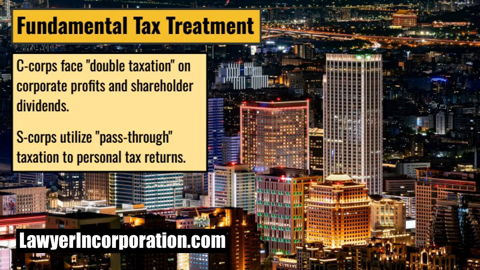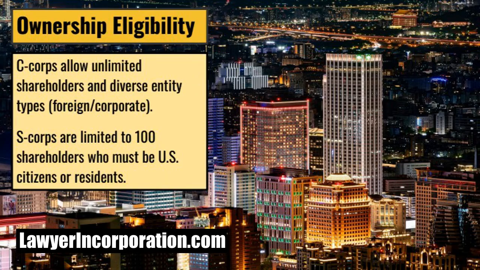In this scenario, the corporation pays taxes on its earnings at the corporate level, and shareholders pay taxes again on dividends received. Conversely, an S-corporation is a pass-through entity, meaning the business itself does not pay federal income tax. Instead, the company's profits and losses are passed directly to the shareholders' personal tax returns, effectively avoiding the double taxation trap. Ownership, eligibility, and restrictions also serve as a major dividing line between these two structures.